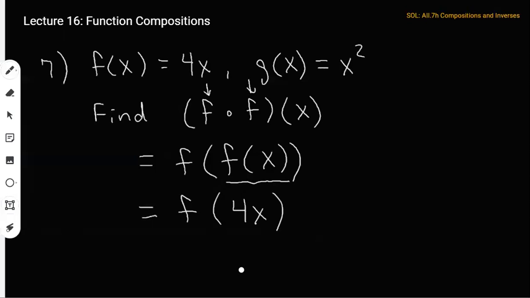So now I need to figure out what f of 4x is. So I'm going to take this function and I'm going to replace x with a 4x. I get 4 times 4x, and that's going to give me 16x. All I had to do there was multiply 4 by 4 to get 16. And that's my function. 9 is kind of the same, except I have g of g.